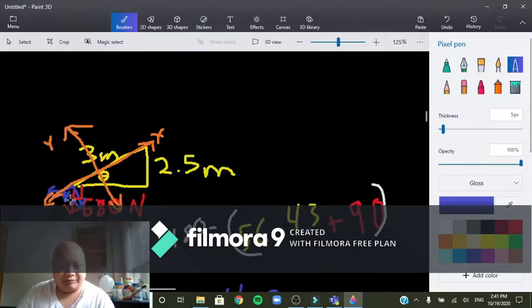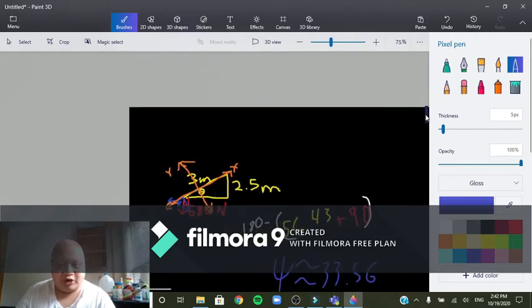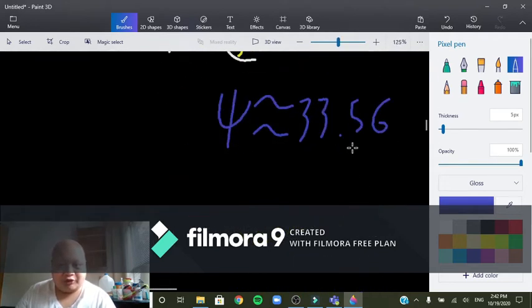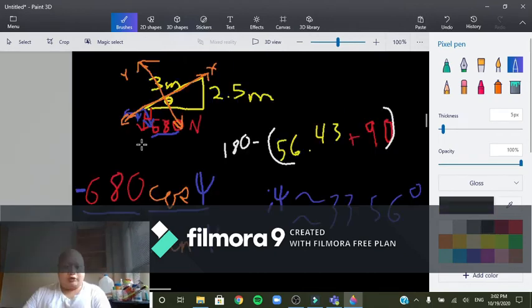So now we have to get phi. We already have the 90 degrees from the vector relative to the ground, and we already have theta. So we have to add 56.43 plus 90, and after that we have to subtract that from 180, because one half rotation around the whole unit circle is 180 degrees. So that leads us to phi being 33.56 degrees.